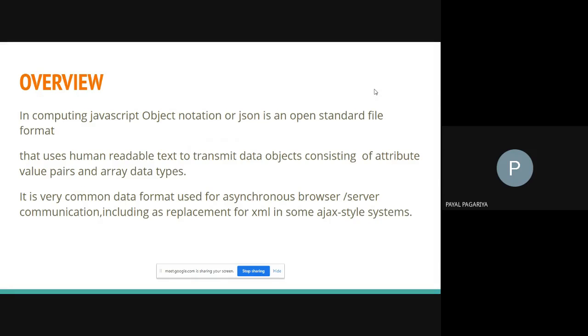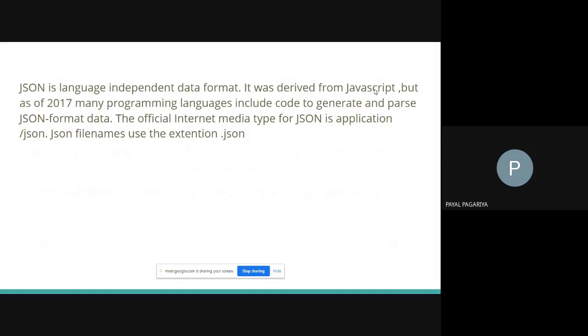that uses human-readable text to transmit data objects consisting of attribute-value pairs and array data types. It is a very common data format used for asynchronous browser and server communication, including as a replacement for XML in some Ajax-style systems. JSON is a language-independent data format. It was derived from JavaScript, but as of 2017, many programming languages include code to generate and parse JSON format data. The official internet media type for JSON is application/json.